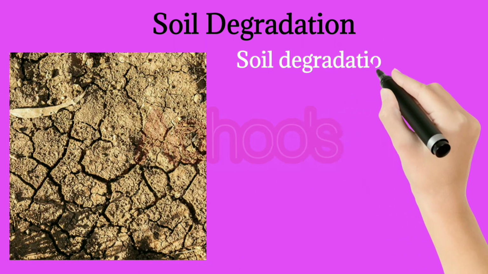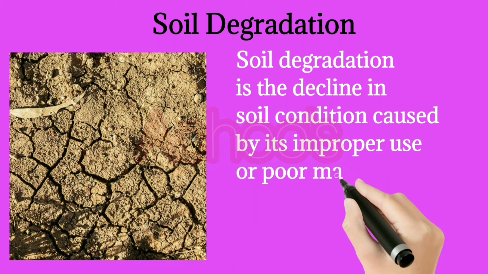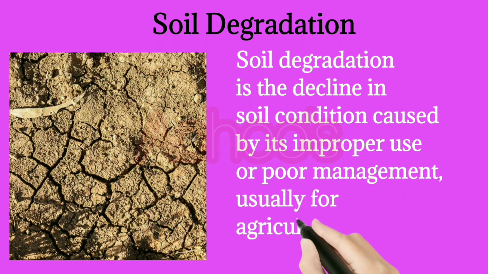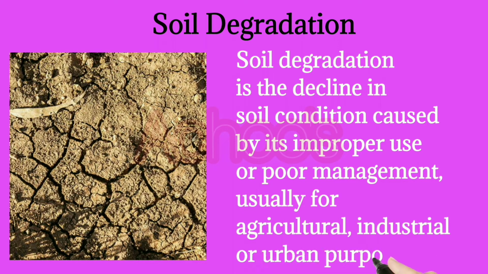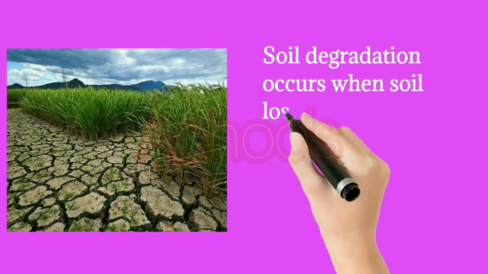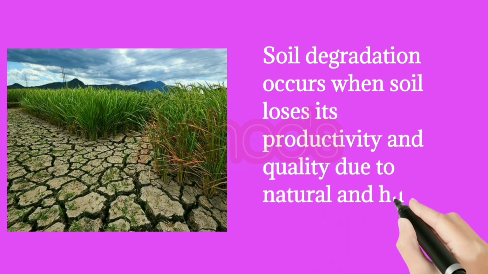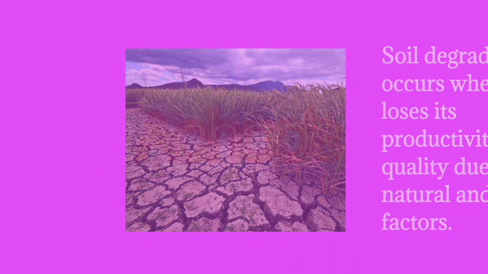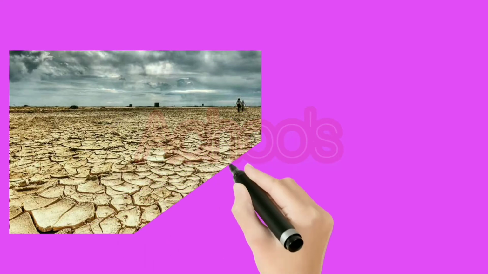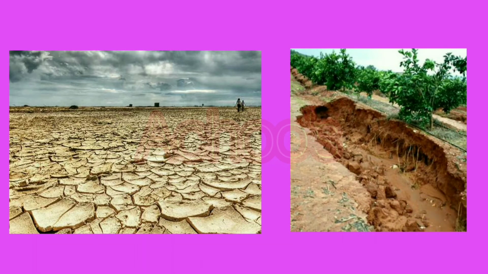It is the decline of soil condition caused by its improper use or poor management, usually for agricultural, industrial, or urban purposes. In other words, we can say soil degradation occurs when soil loses its productivity and quality due to natural and human factors. So then what is the reason for the soil degradation? The main cause is soil erosion.